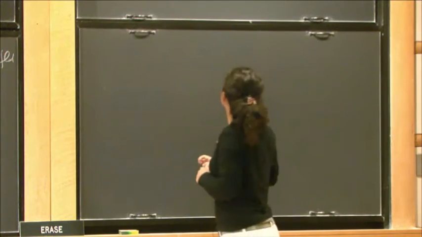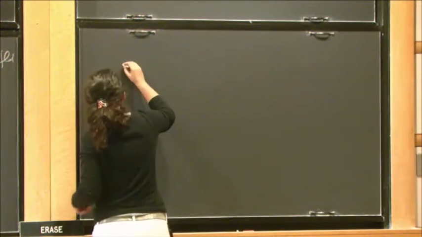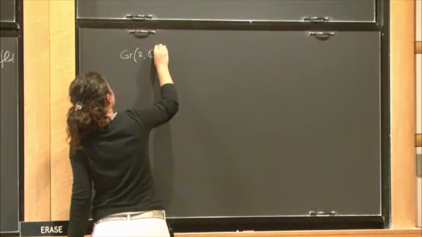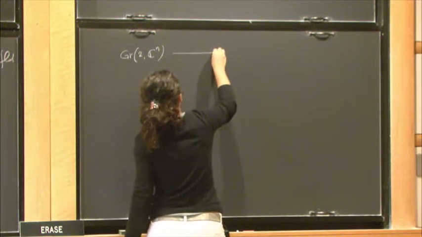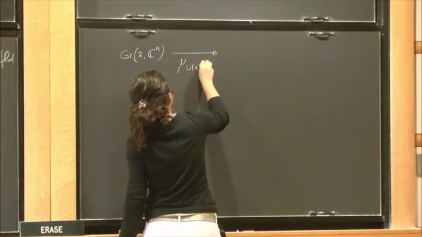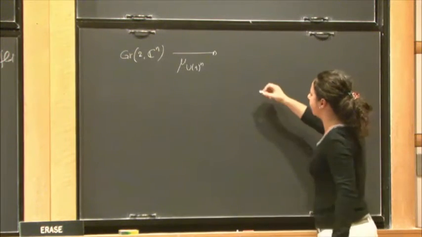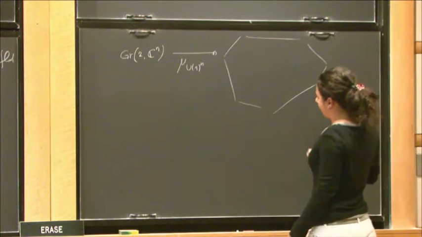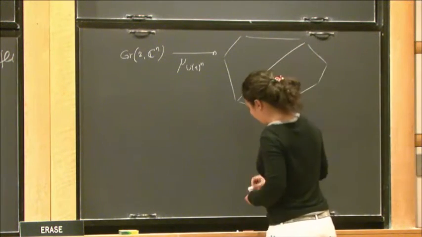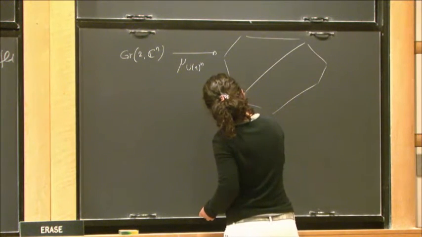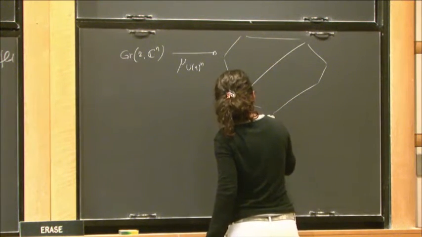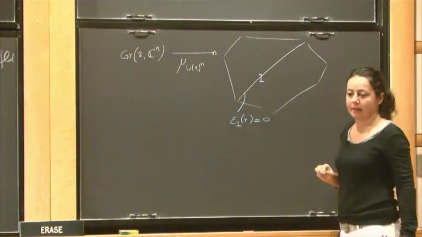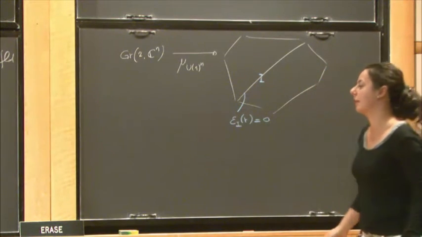So in particular, I want to stress that if I consider the Grassmannian of two planes in C^n, then the image via the moment map for this U1^n action will be, by the convexity theorem, some convex polytope that I don't know how to draw. But the important thing is that the walls in this polytope will have equation epsilon I of r equal to 0. So every wall is associated to an index set I, where the scalar quantity that I have down there is vanishing.